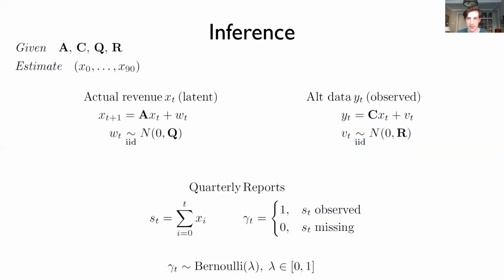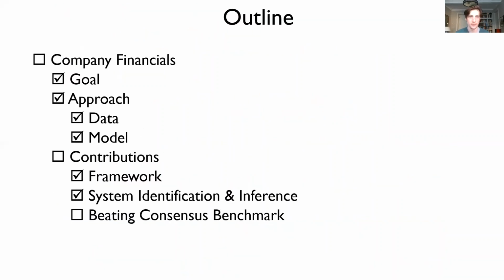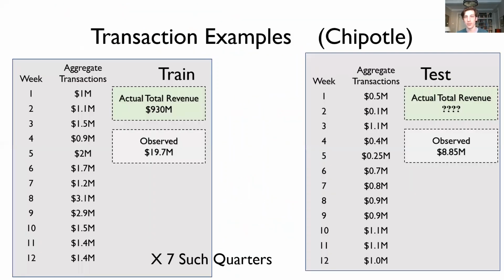Now, Bruno Sinopoli and others have done related work here, but they assume that at each time step we get either a complete observation or nothing at all, as opposed to partial observations. So we prove, as a couple examples, 1, that our inference equations are optimal in terms of mean squared error, and 2, we get end-to-end convergence, where if you perform our system ID procedure followed by inference, that converges to the optimal estimator. So now, application.